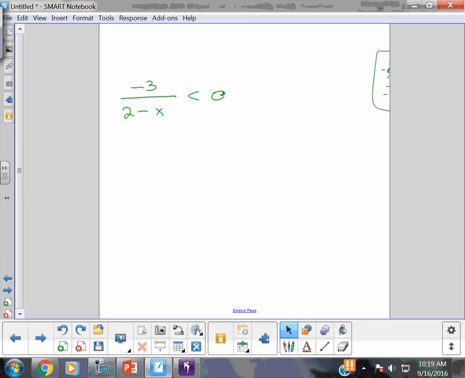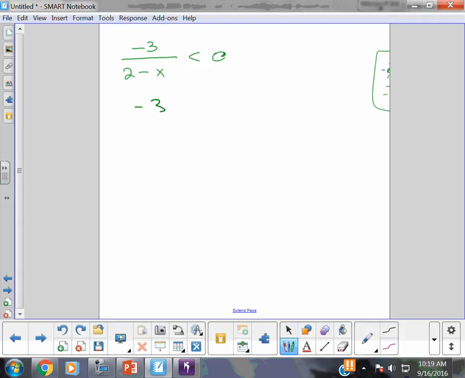What we have here is a rational expression that's less than 0. We got negative 3 on the top, 2 minus x in the bottom. First thing I want to do, guys, is I hate when things are out of order. So the first thing I'm going to do is this, and I hate having the lead term negative. I hate it. And I'm going to do this.